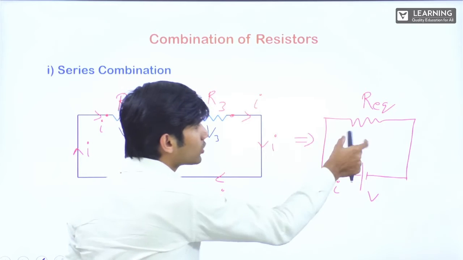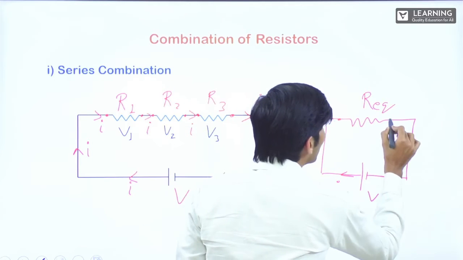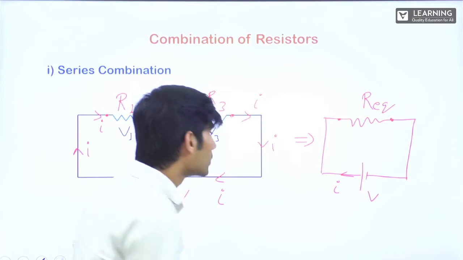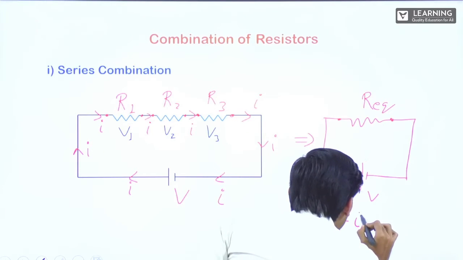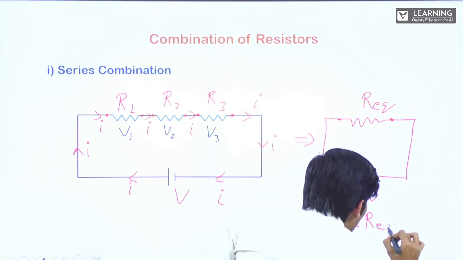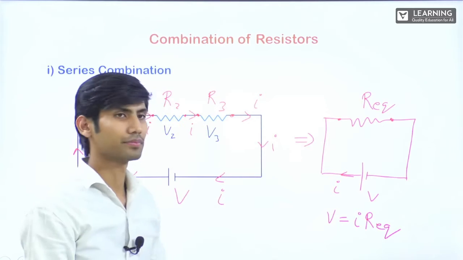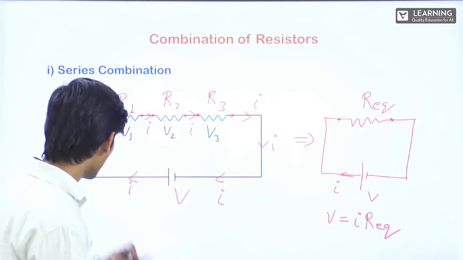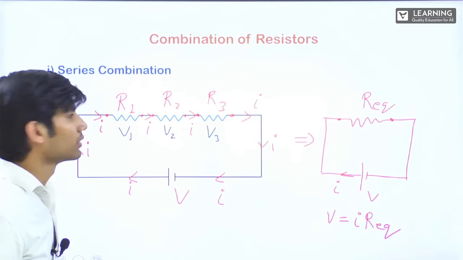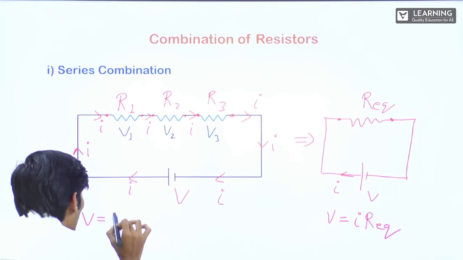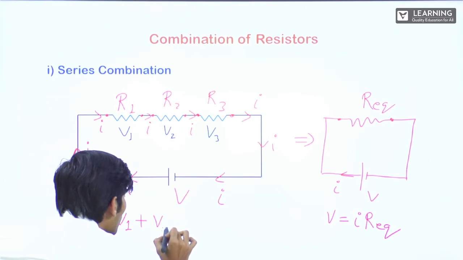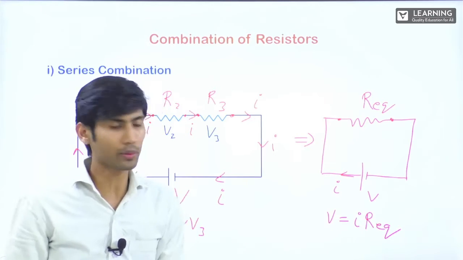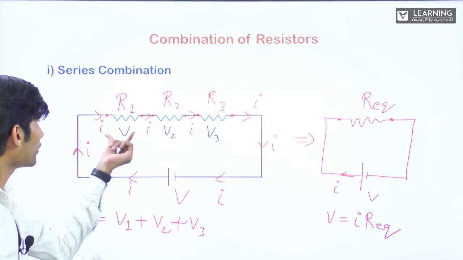From here, if I ask you what will be the potential drop across this, if current I is there, V is equal to I R equivalent. Correct? V is equal to I R equivalent. From here, if I want to write for V, what can we write? V is equal to V1 plus V2 plus V3. Correct? Total potential.